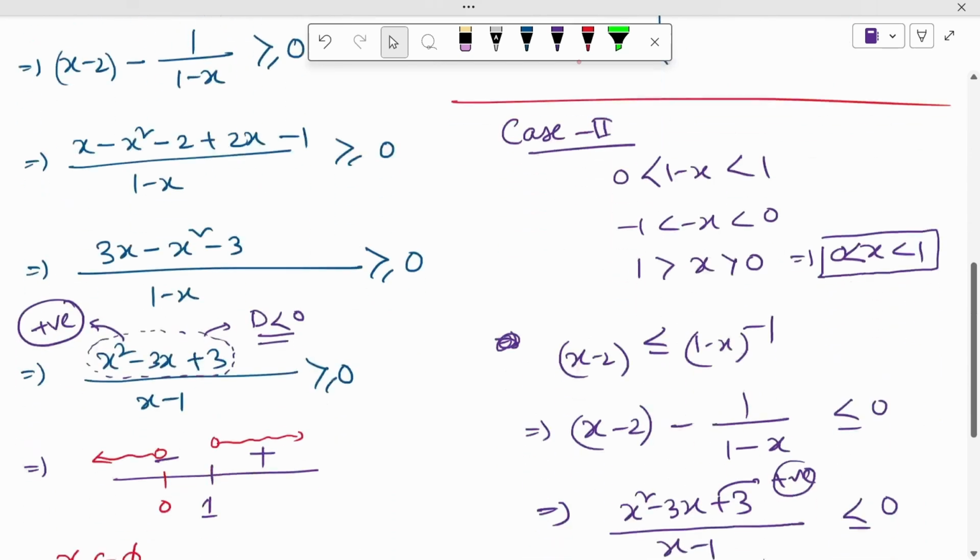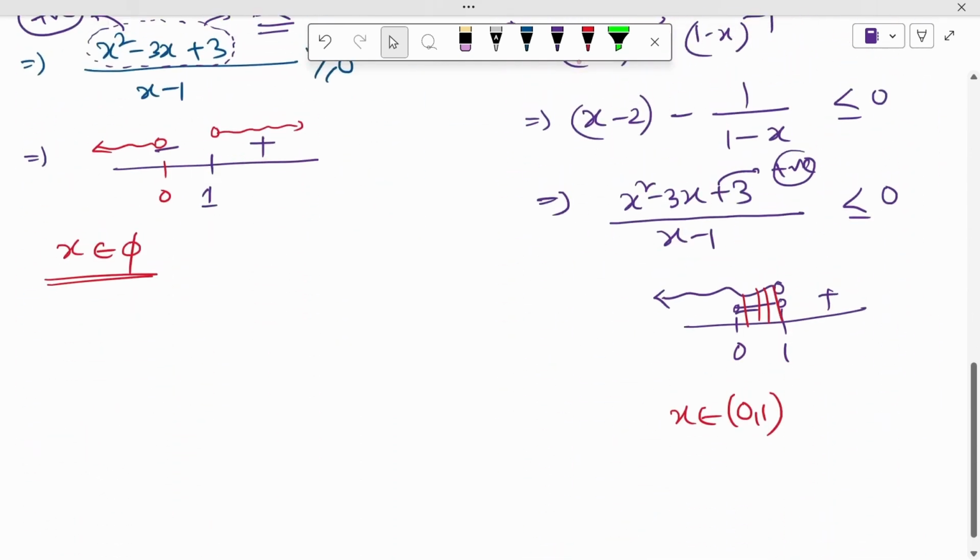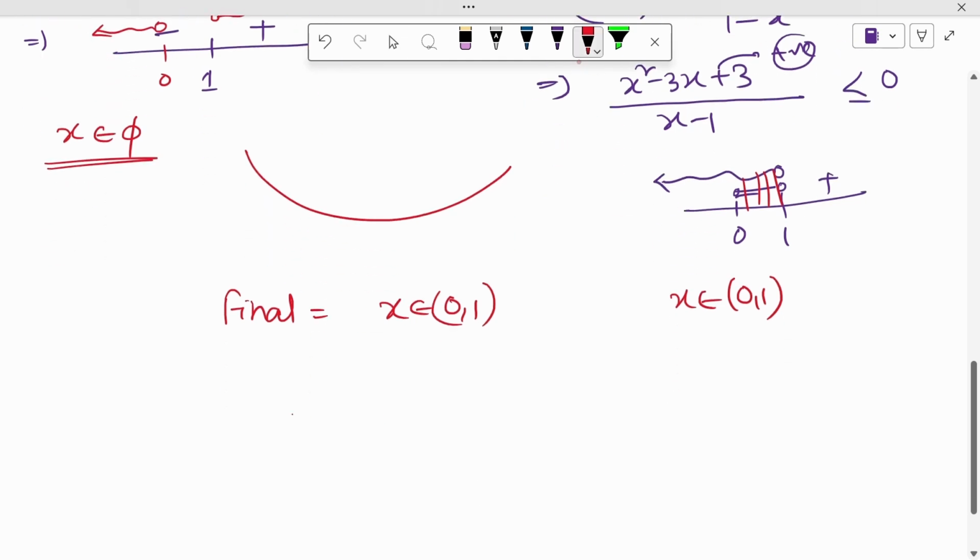Okay, if we combine these two answers, that is case 1 and case 2, because whenever we make cases we need to take the union of both the answers. So the final answer of these two cases is: one is x belongs to the empty set, the other is x belongs to 0 to 1, so the union is x belongs to 0 to 1.